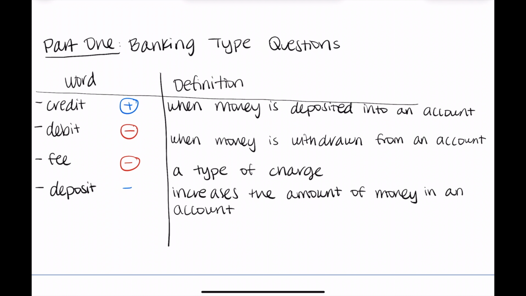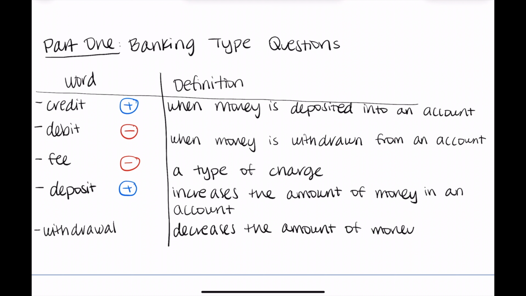And now we will define our last term for these types of questions. And the last term is what we call a withdrawal. So withdrawal is the opposite of a deposit. A withdrawal decreases the amount of money in an account, and a withdrawal would have a negative sign next to it. So these signs that I've drawn next to each term will dictate whether we add or subtract the value.